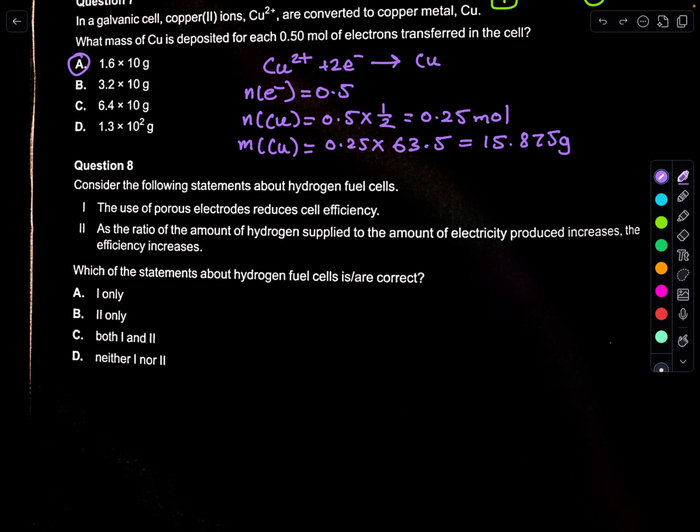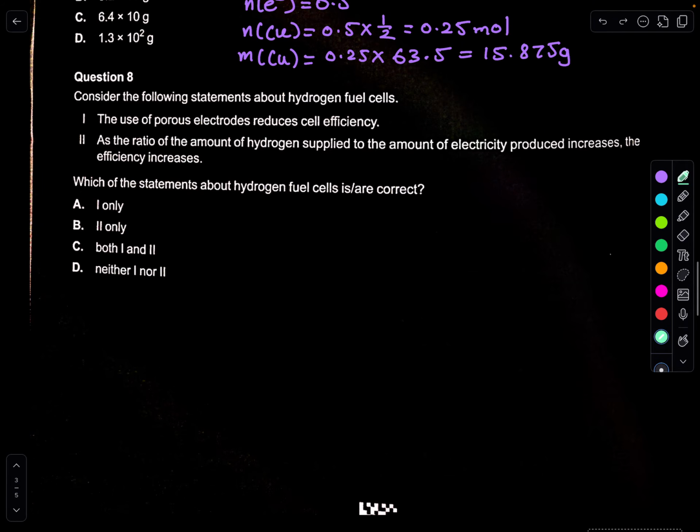All right, question 8. Let's have a try at this one over here. Consider the following statements about hydrogen fuel cells. The use of porous electrodes reduces cell efficiency. Rubbish. The porous electrodes have increased the surface area, hence increasing the efficiency. So this is absolutely wrong.